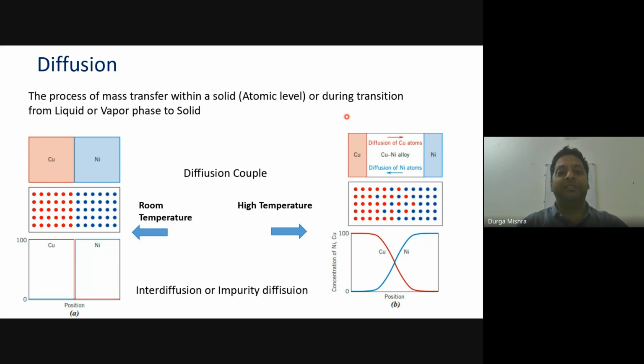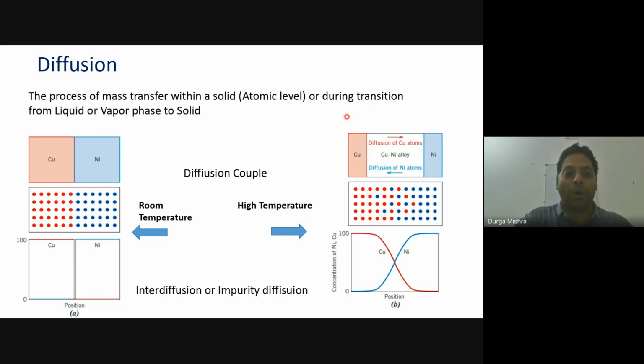In fact, if I take hot water and cold water on two sides and open the partition to mix them, there will be diffusion of water molecules from the hotter side to the cooler side. Similarly, there will be diffusion of water molecules from the cooler side to the hotter side as well. The same thing also happens in solids.